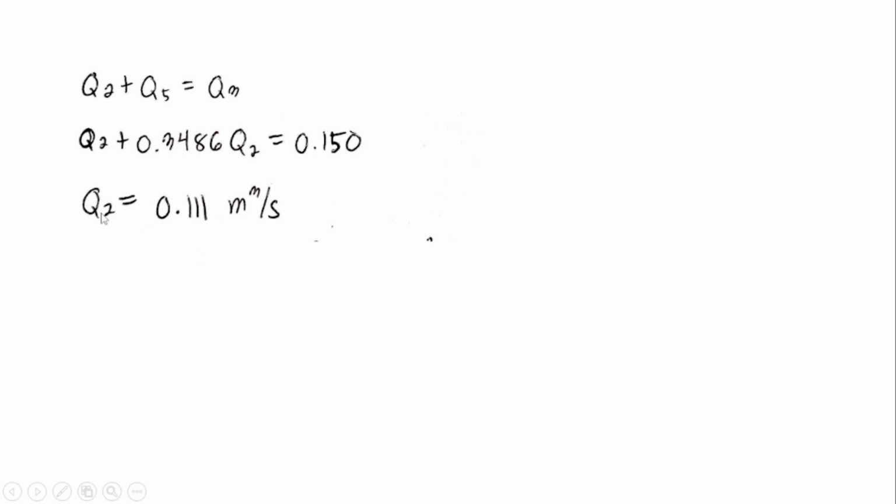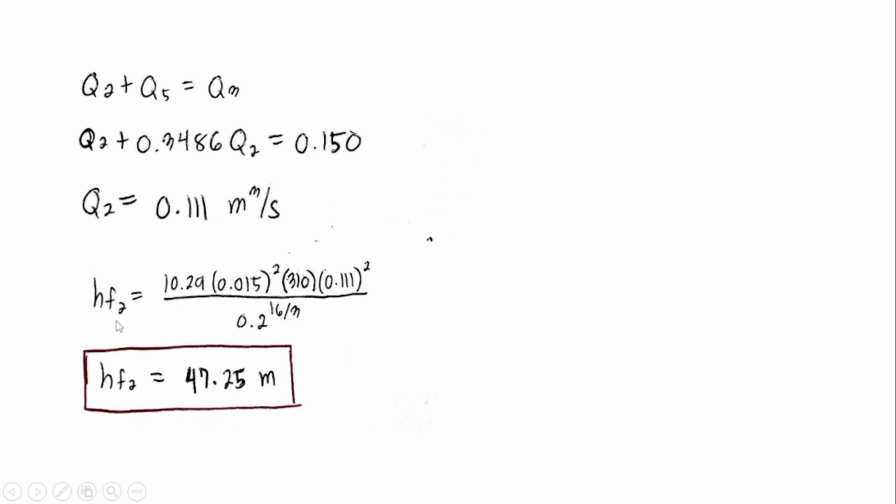Since we now have the value of the discharge in pipe 2, we can solve for the head loss in pipe 2. Using the formula, major head loss 2 is equal to 10.29 times 0.015 squared, times the length, which is 310 meters, times discharge 2, which is 0.11 squared, over the diameter, which is 200 mm or 0.2 meters, raised to 16 over 3. And the value for our major head loss in pipe 2 is 47.25 meters.